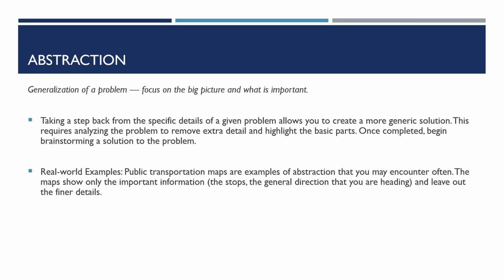So in this third part, we're going to talk about abstraction. Abstraction is where we generalize a problem. We want to focus on the big picture and what's important. So here we're actually trying to step back from the specific details of a problem and think about it as more of a generic solution. This requires us to think about and analyze the problem and remove the things that are too detailed, so we just get a skeleton or highlight the basic part of the problem. And once we've got that skeleton of a problem, we can begin to brainstorm a solution.